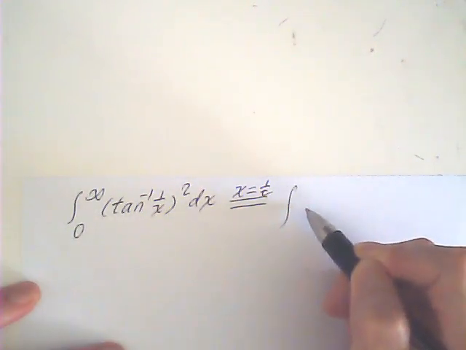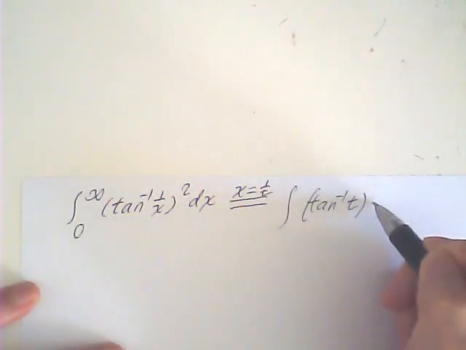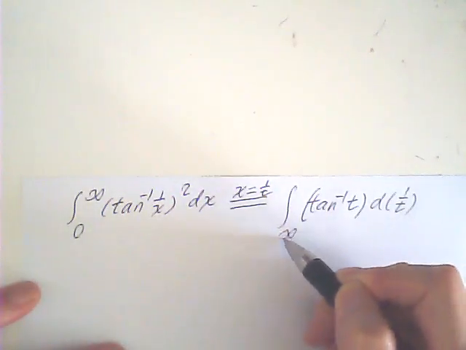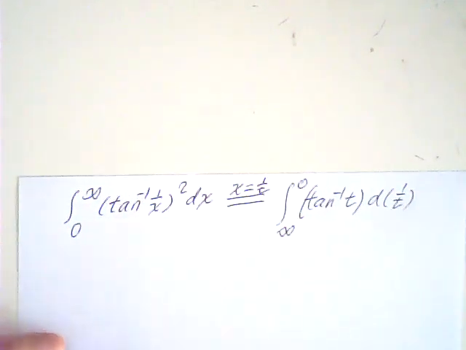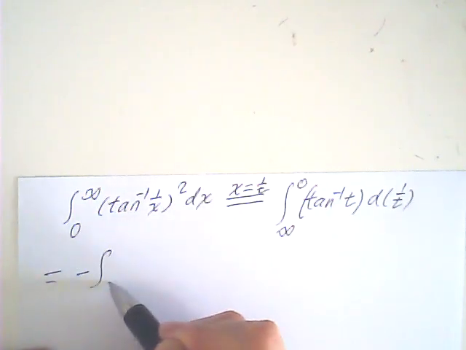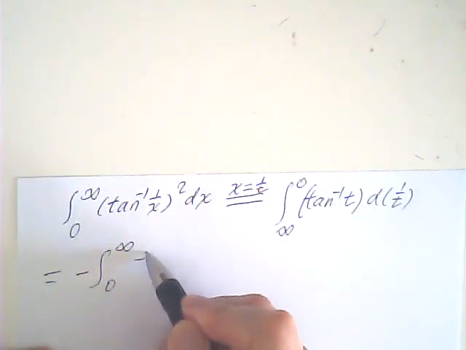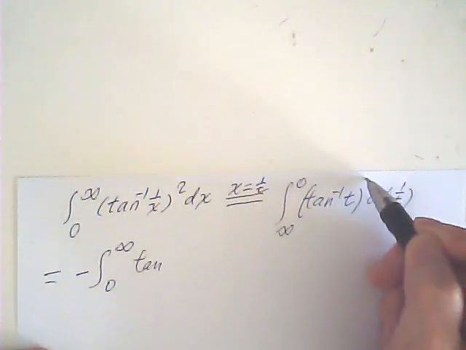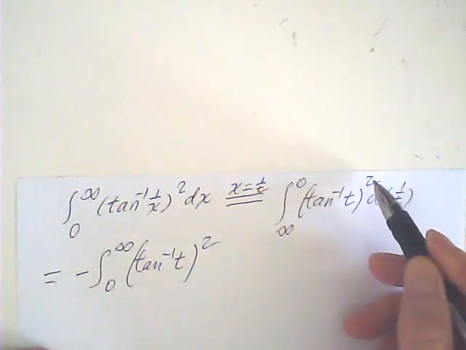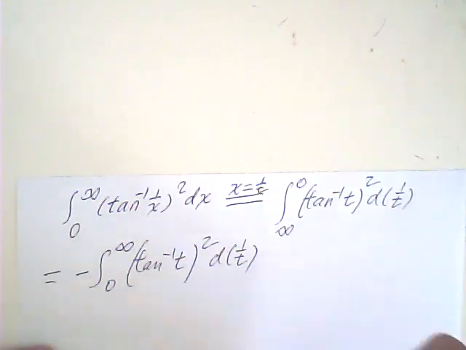So the integral becomes arctangent t and d 1 over t. The boundary has changed. Now first I switch the boundary so it becomes negative, from 0 to infinity. Yeah, that looks better. And arctangent t squared, sorry, I forgot the square here, and d of 1 minus t.